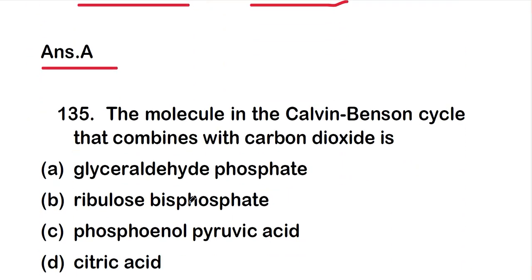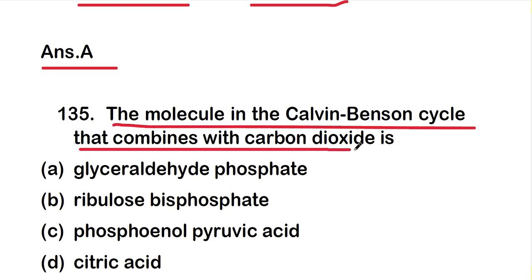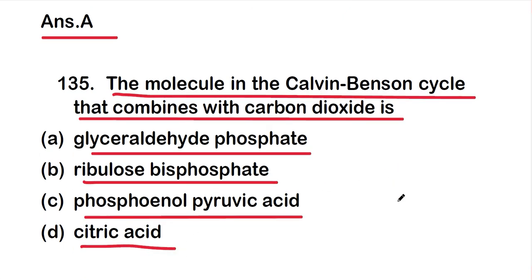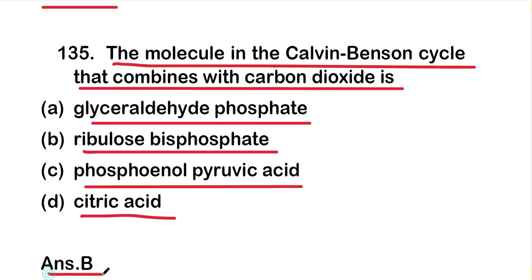So next question. The molecule in the Calvin-Benson cycle that combines with carbon dioxide is: option A, glyceraldehyde phosphate; option B, ribulose bisphosphate; option C, phosphoenol pyruvic acid; or option D, citric acid. So the right answer is option B, that is ribulose bisphosphate. So the molecule in the Calvin-Benson cycle that combines with carbon dioxide is ribulose bisphosphate.